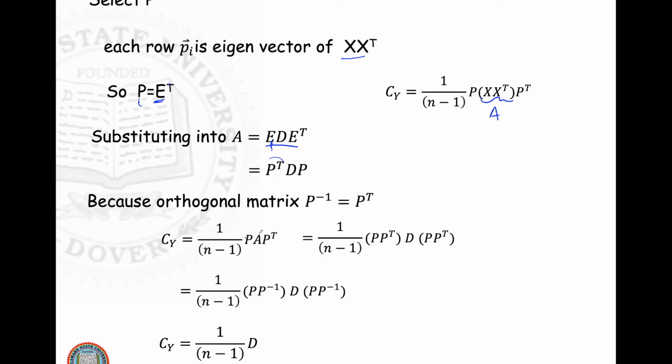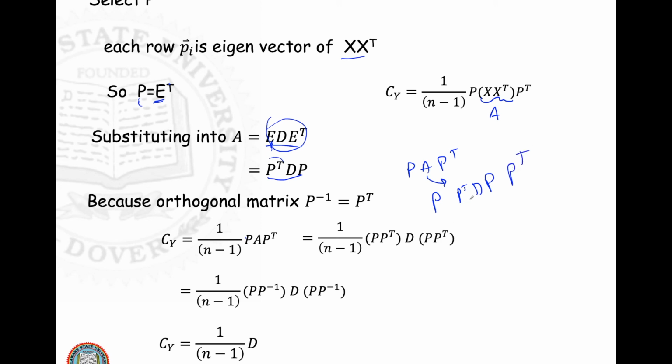So now we're going to take A, and we're going to substitute the diagonal form of A, right? Instead of X X transpose, we're going to substitute in the eigendecomposition version, which we wrote down as P transpose D P. And we assume that P is the eigenvector matrix for X X transpose, for the covariance of X. So we take this P A P transpose, substitute for what A is, and we have that P and P transpose.